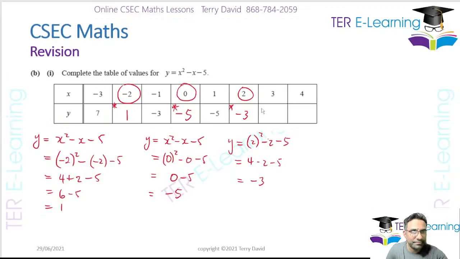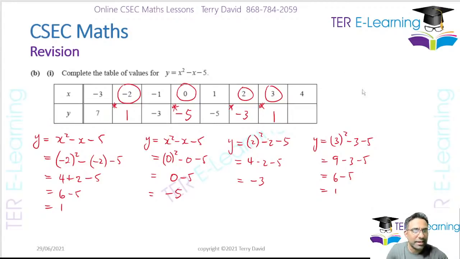So you're going to do the same for the next 2 values. Right? So you're going to substitute 3. So this is going to be y is equal to 3 squared minus 3 minus 5. So 3 3s are 9 minus 3 minus 5. 9 minus 3 is 6 minus 5. And you're going to get 1. So this is 1 here.